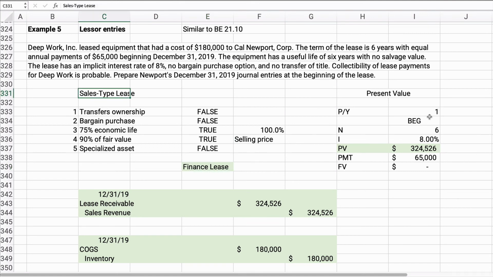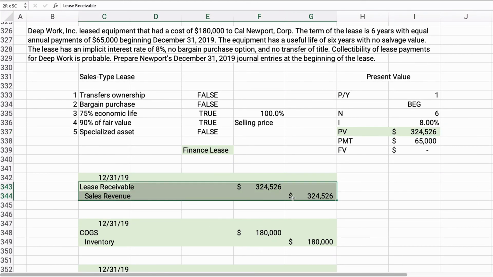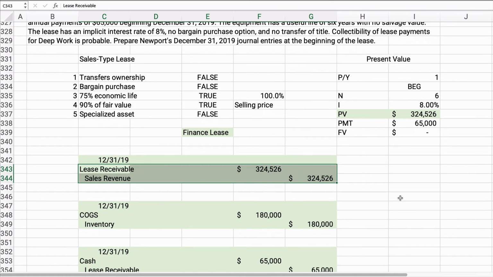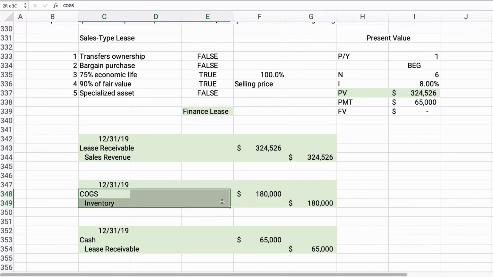Let's plug in what we know. 1 period per year, beginning payments. The number of periods is 6, 8%, 65,000. We end up with 324,000 is the present value. So we're going to set up basically a lease receivable for 324,000, and we recognize revenue. Now remember, this is just like accounts receivable and sales, right? Accounts receivable and sales. Then we need to set up cost of goods sold and inventory.